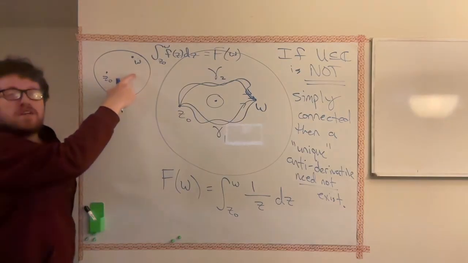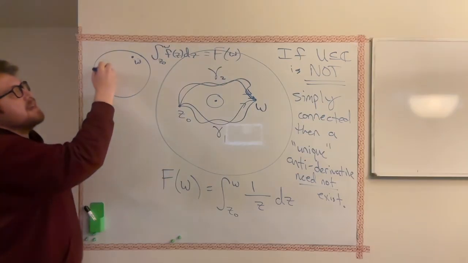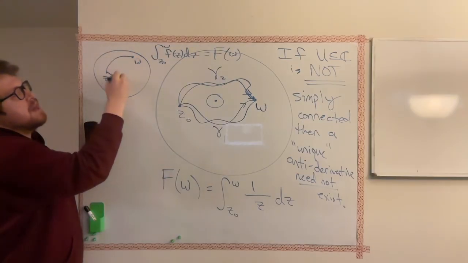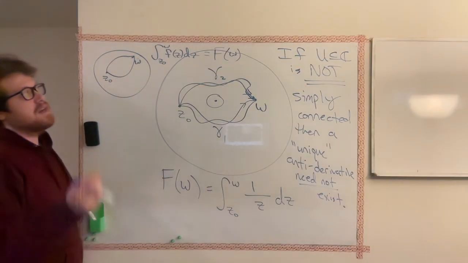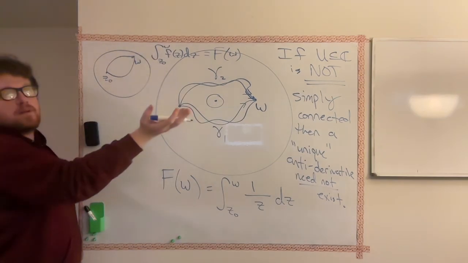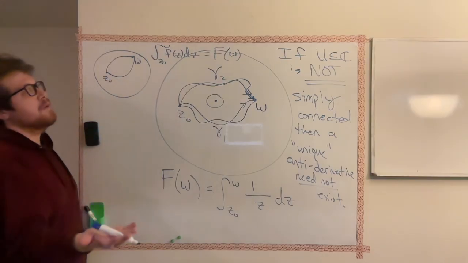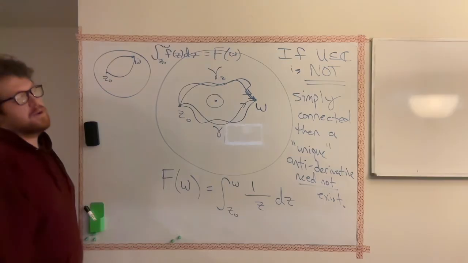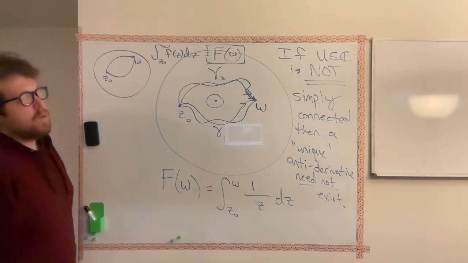But this definition only makes sense if the domain is simply connected, because then any path this way can be deformed to any other path. And I know that the integral is basically constant along any homotopic path. So since any curve could be deformed to any other curve, the value of the integral is the same no matter which curve I integrate over. And that means that our antiderivative is well defined.